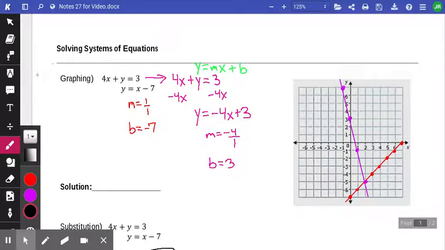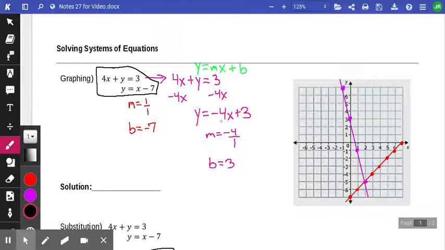So if we were given this system right here, these two equations, notice how they have two variables, x and y. If we have 4x plus y equals 3 and y equals x minus 7, one way we can solve them is by graphing. So what we would do is we take our first equation, 4x plus y equals 3, and we solve for y. So we move 4x over by subtracting 4x.